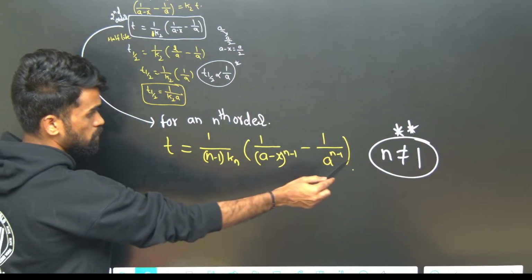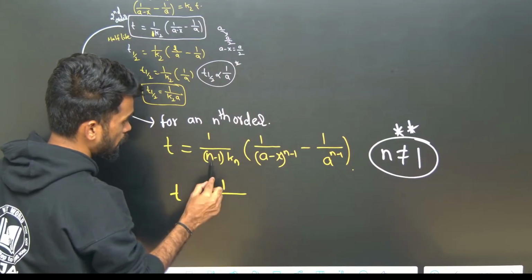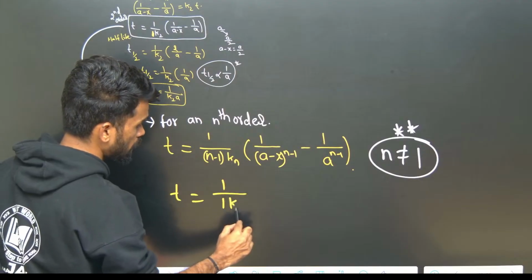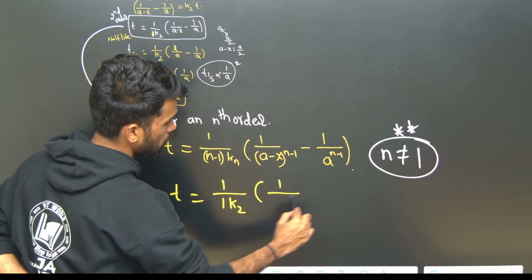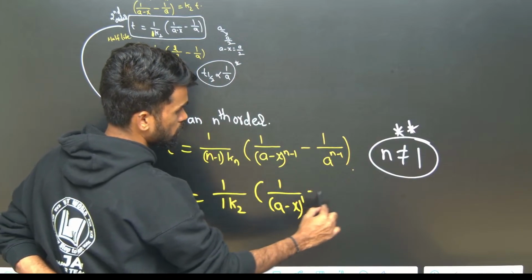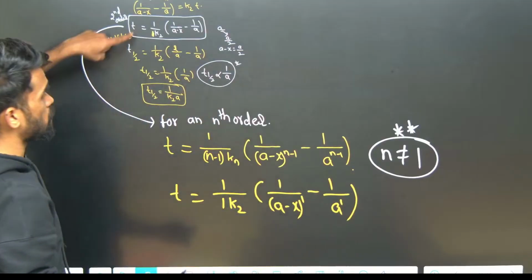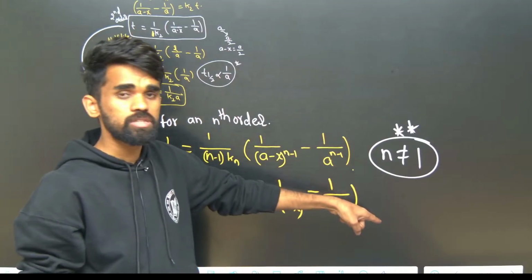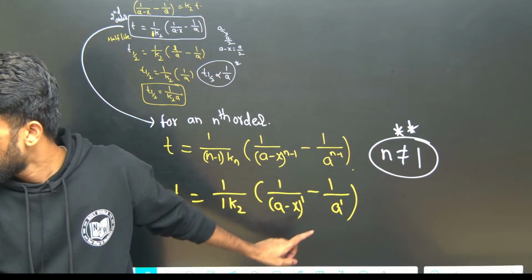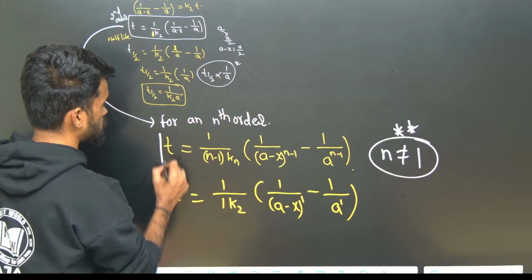Okay, so now just put n equals 2 here. So what you are going to get, t equals n minus 1, that is 2 minus 1 is 1, into k2, okay, 1 by A minus x to the power 2 minus 1 is 1, and A power 2 minus 1 is again 1. See, the same equation we got. Just put n equals 3, you are going to get the third order equation, like that. Everything you can derive using this particular relation. Very important relation this is.